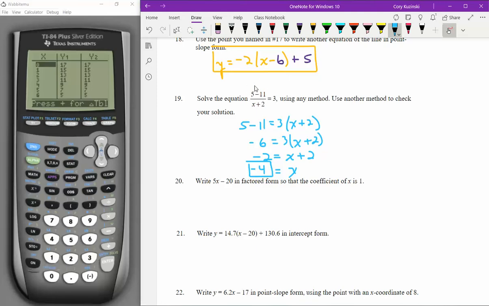And I think I'll just check my answer, maybe just using some mental math. Like I said, 5 minus 11 is -6. -4 plus 2 is -2. Negative 6 divided by negative 2 is positive 3, so I know I'm right.